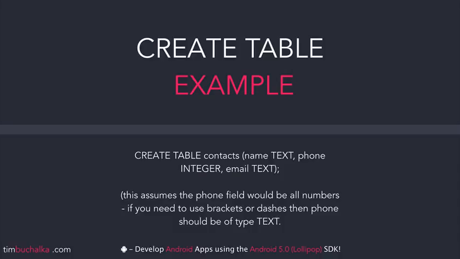Now this example assumes the phone field would be all numbers. If you wanted to put brackets around a number for an area code or a dash or something like that, obviously an integer field wouldn't be applicable because it can only store numbers, so you'd then change the type to text. But in this very contrived, simple example, we're going to leave it like that. So that's how you'd create a new table in SQL.